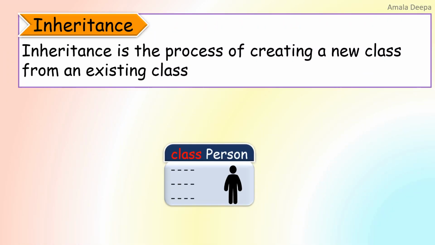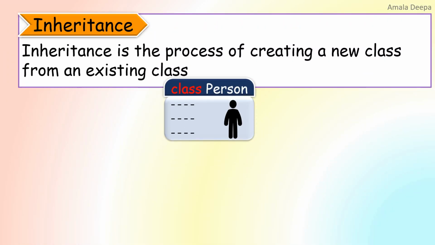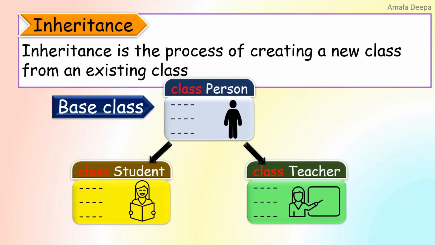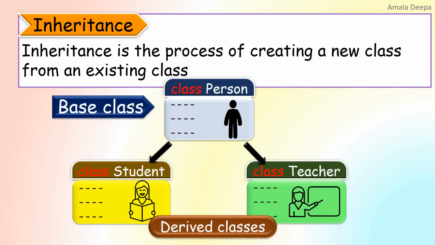Suppose class person is an already existing class and classes student and teacher are created from class person. Then class person is called base class and the classes student and teacher are called derived classes. By the process of inheritance, the derived classes are power packed because they acquire the properties of the base class in addition to their own attributes and methods.